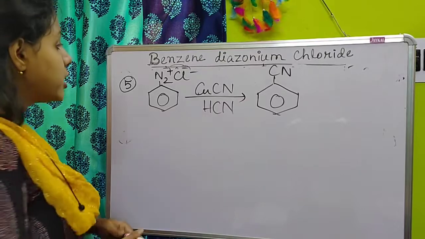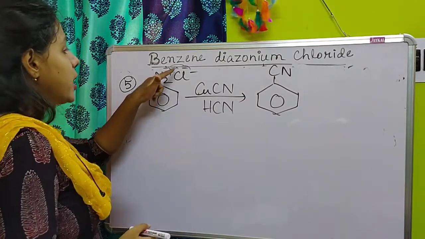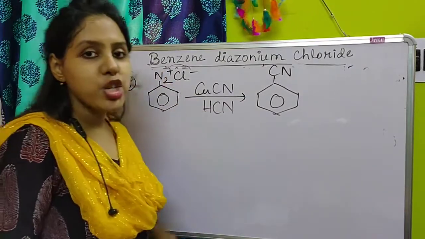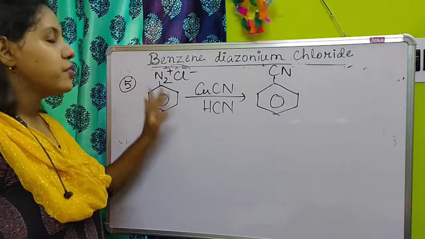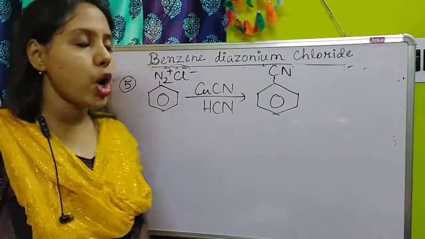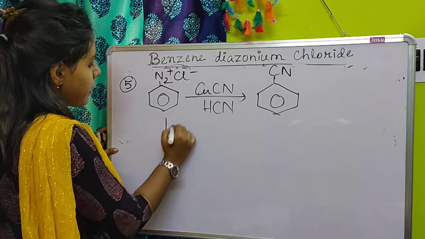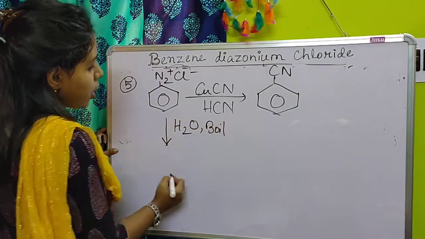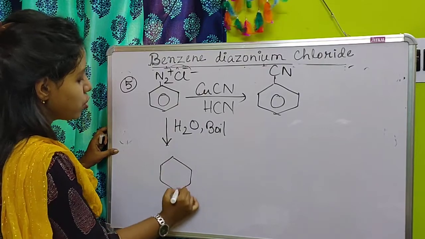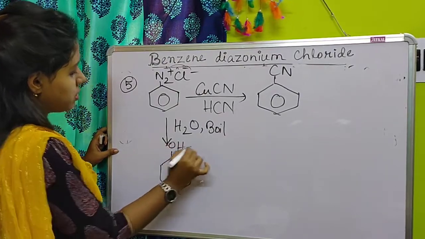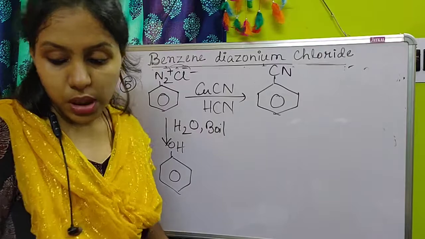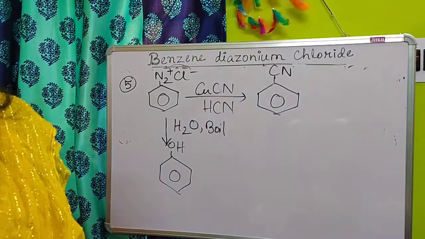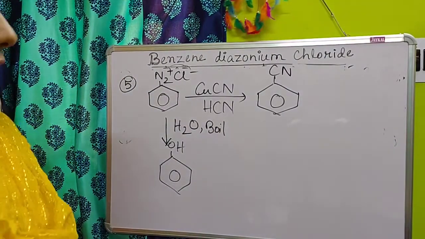Next type of reaction, if you want to add an OH group, hydroxyl group, or if you want to convert this compound into a phenol, then you have to add here simply water and then boil it. So by this way you could get the phenol from here. Okay, so these all are the reactions that we could follow for preparing them.